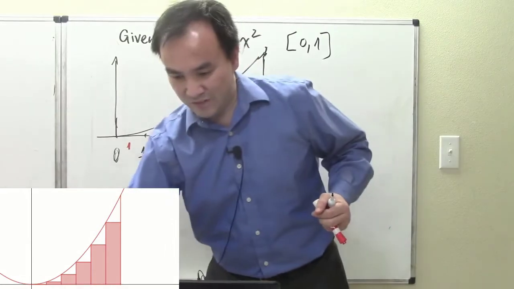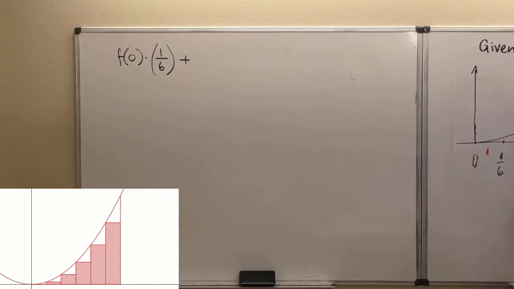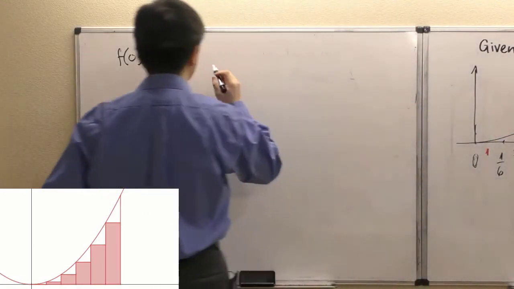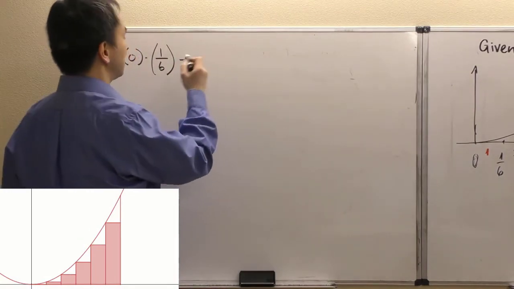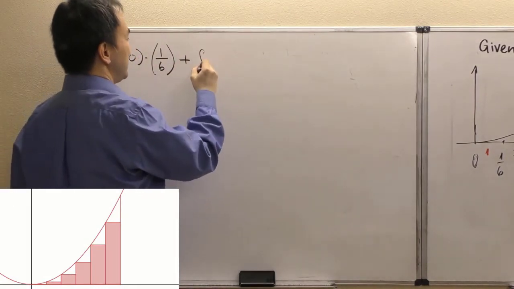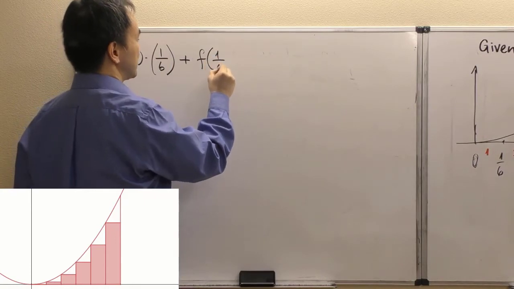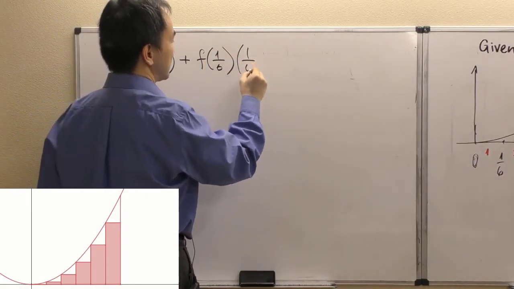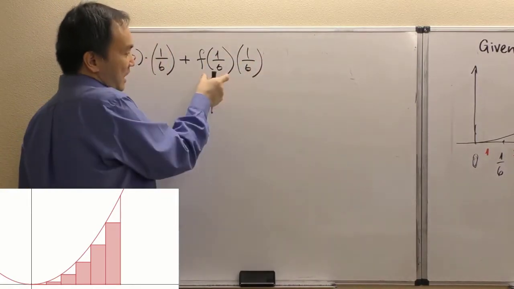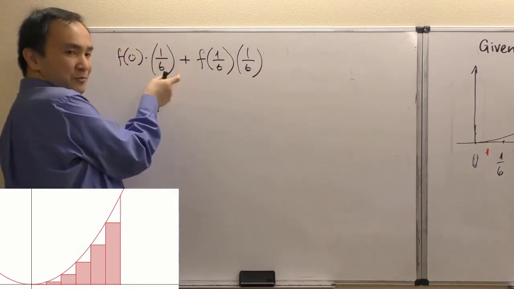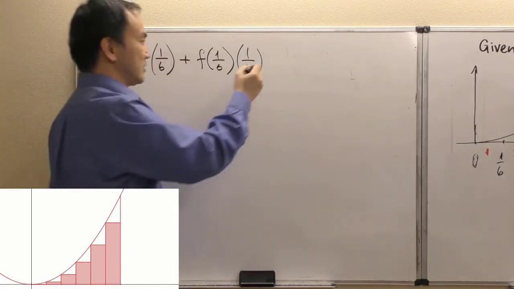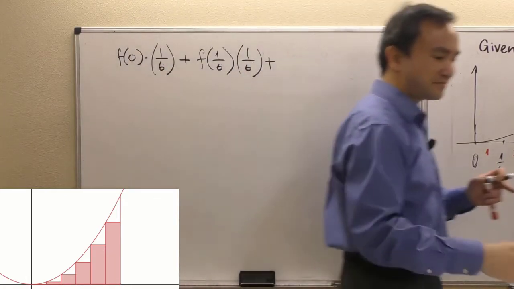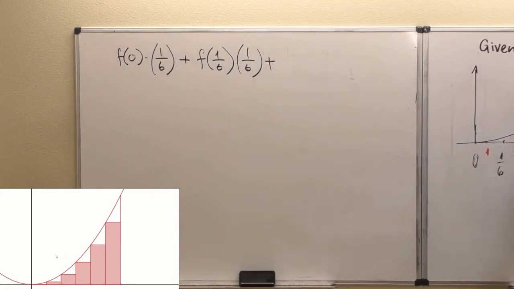Now on my other board, getting the area of the rectangle, it's going to be f at 1/6, multiplied with 1/6 being the width. So height times width, height times width. And again for the third interval, the picture is here, and the third interval is here.